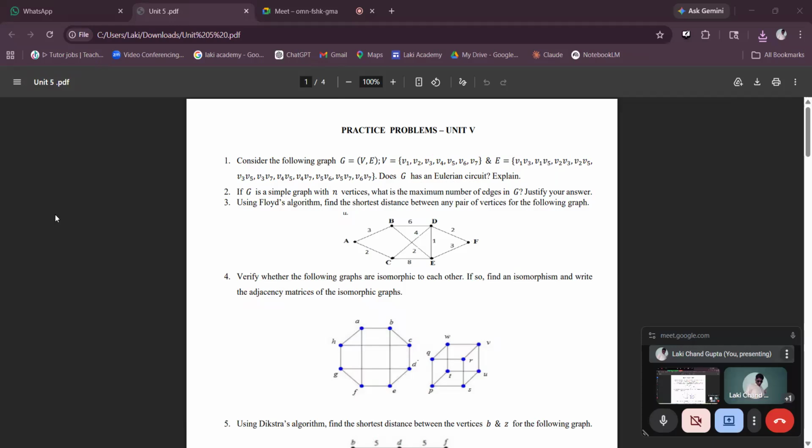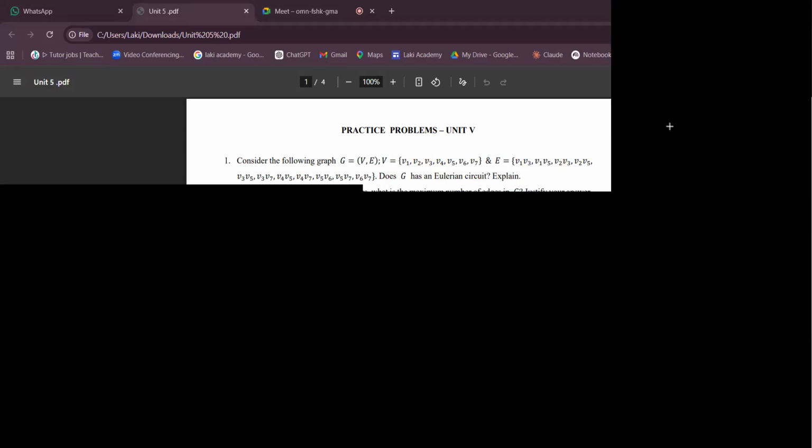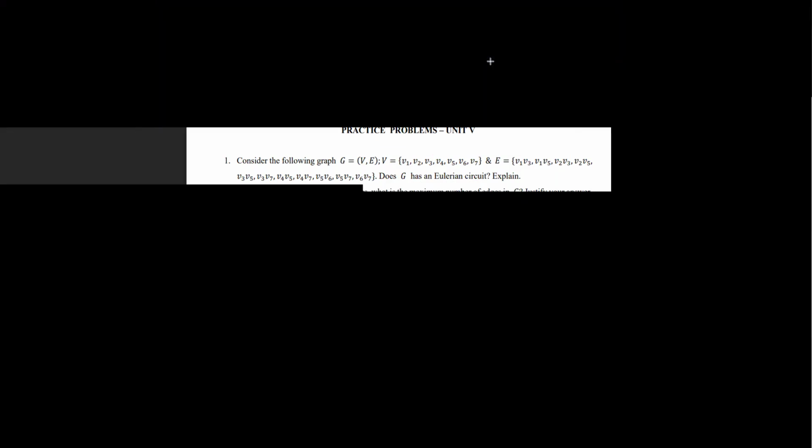Eulerian circuit means a circuit in which all vertices have even degree, right? So first we will draw the graph. What is the graph? See, only 7 vertices are there. V1 is connected with V3. This is the first vertex. V1 is connected with V4, right?